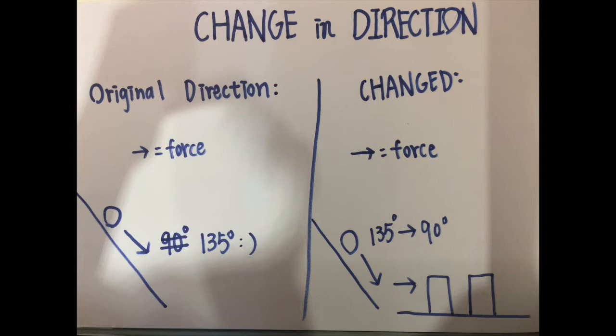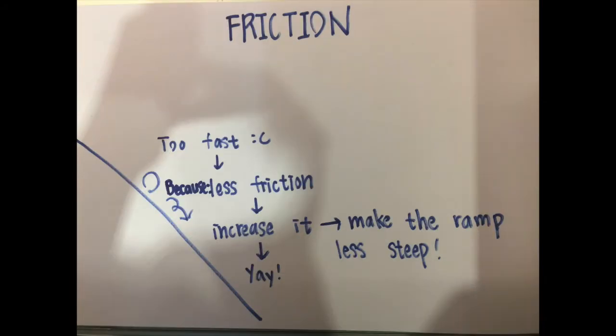As you can see, the original direction of the force is 135 degrees. Then it changed from 135 degrees into 90 degrees because the marble hits the dominoes. Direction clearly changed. Then we encountered problems such as friction and air resistance.